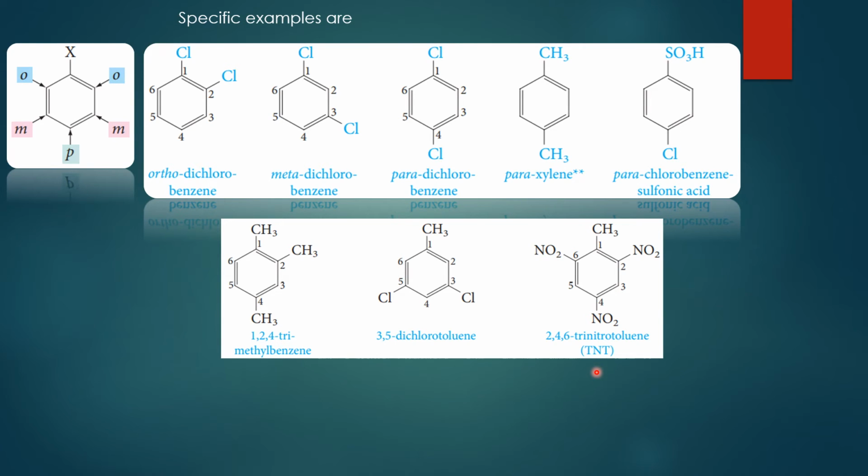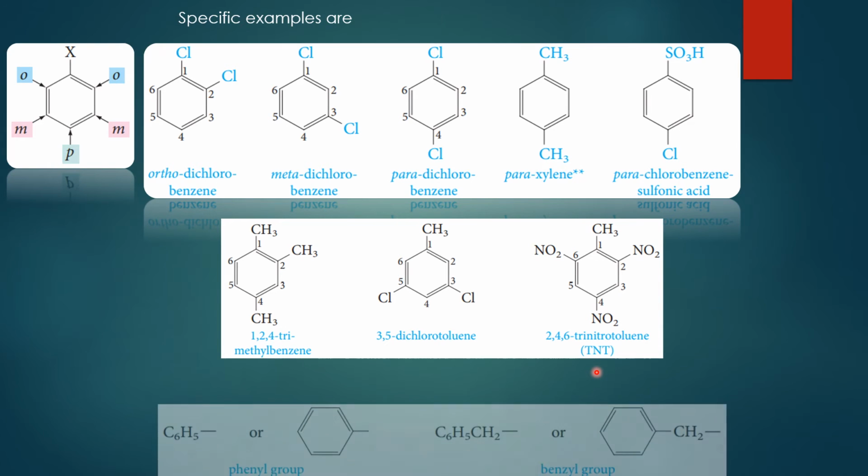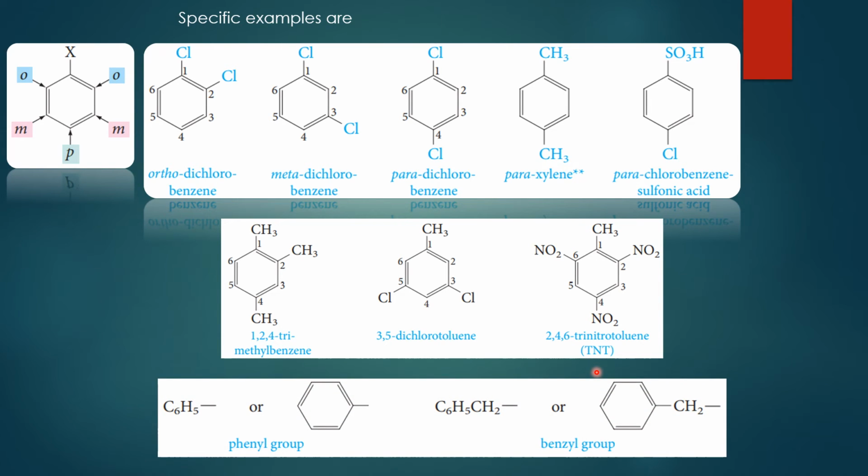Aromatic hydrocarbons as a class are called arenes. The symbol Ar is used for an aryl group, just as the symbol R is used for an alkyl group. Therefore, the formula Ar-R would represent any alkylarene. Two groups with special names occur frequently in aromatic compounds.